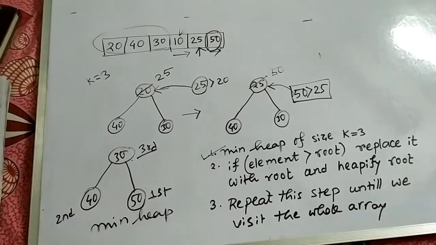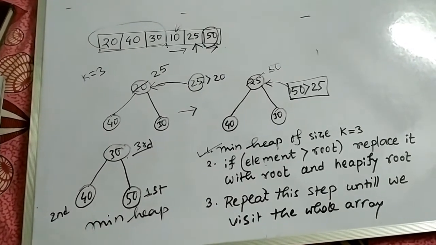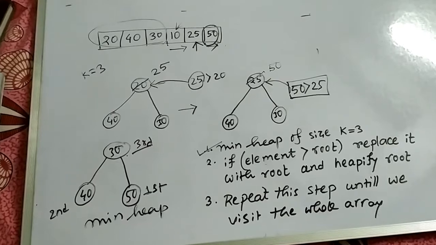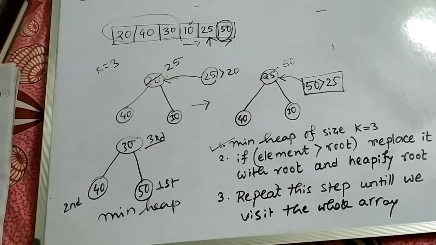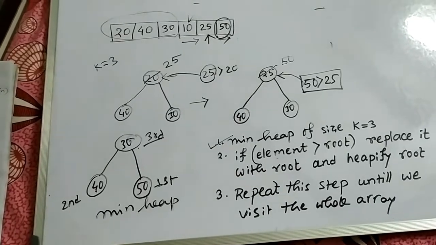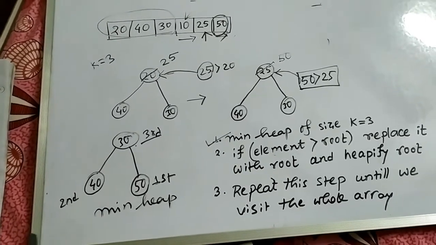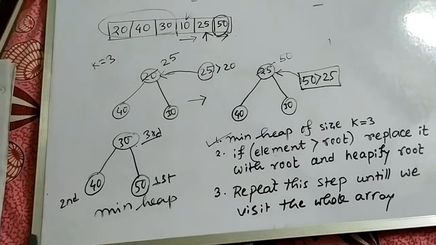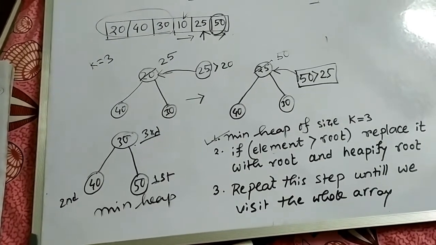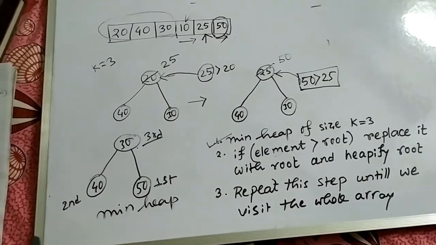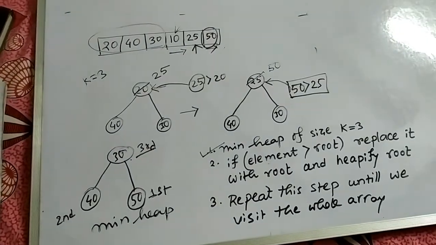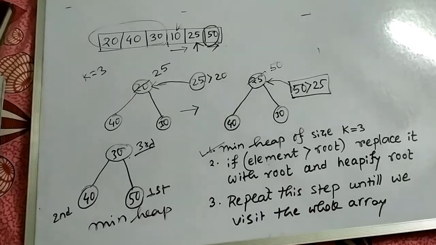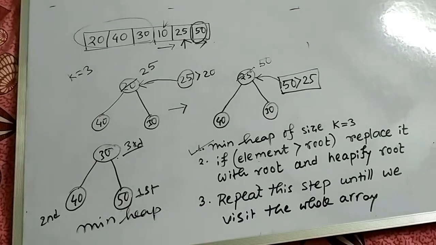So to find out the kth minimum of an array, we have to maintain a max heap. For kth maximum, we maintained a min heap of size k. For kth minimum, we have to maintain a max heap of size k. So let's see it with a proper example.